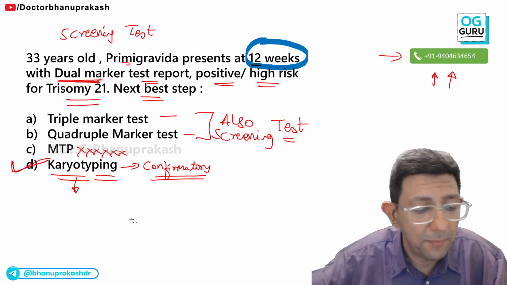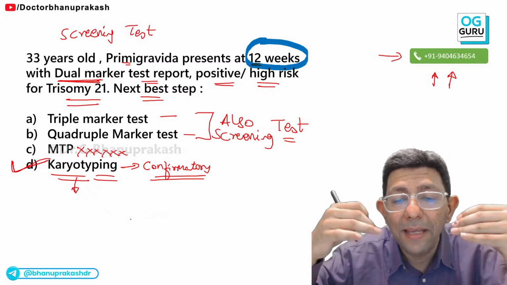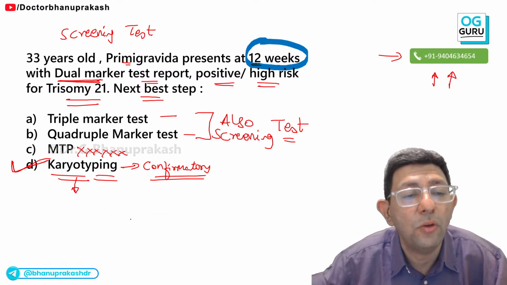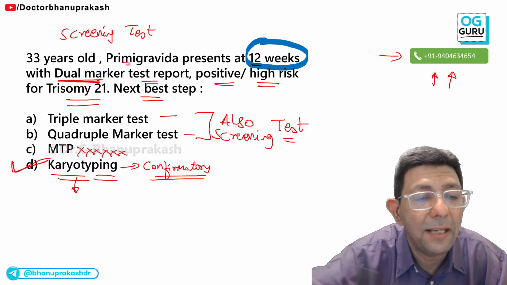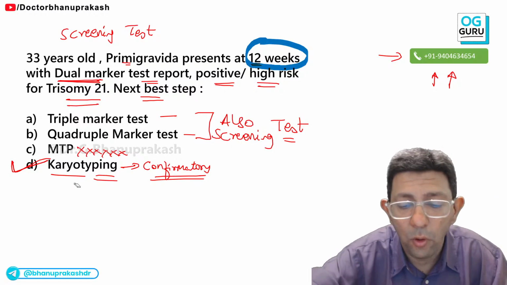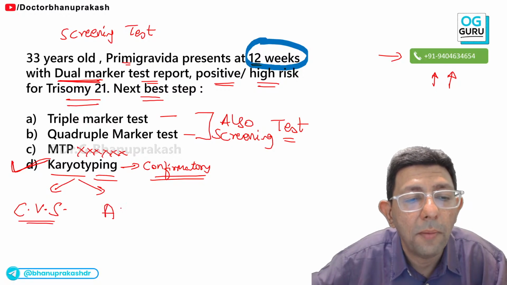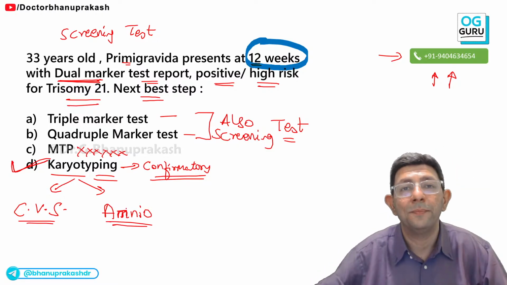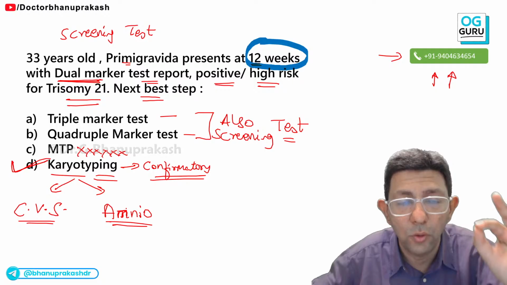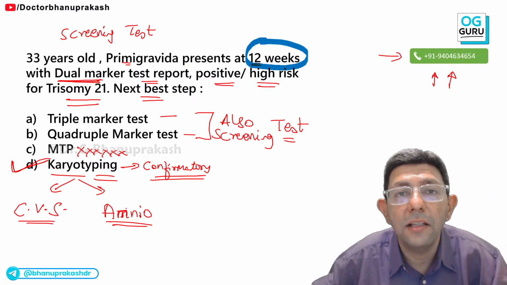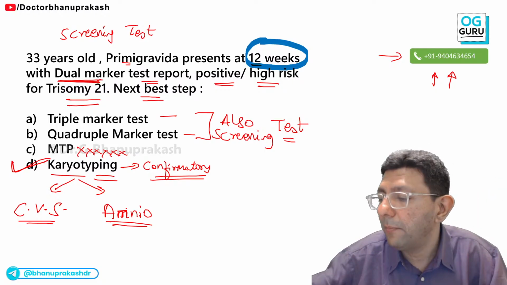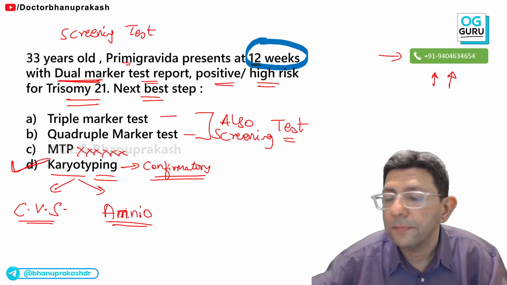Now tell me this, my dear student. This is a simple MCQ. Suppose I make it more difficult. Karyotyping can be done by 2 methods: either by chorionic villus sampling or by amniocentesis. And suppose both are in the MCQ, both are in the options. Now what is the answer? Anybody? Now what is the answer?